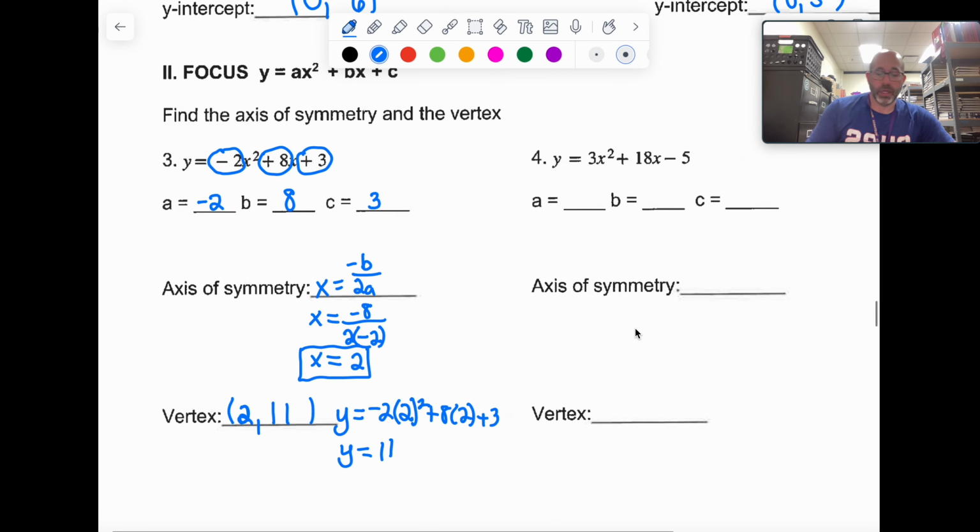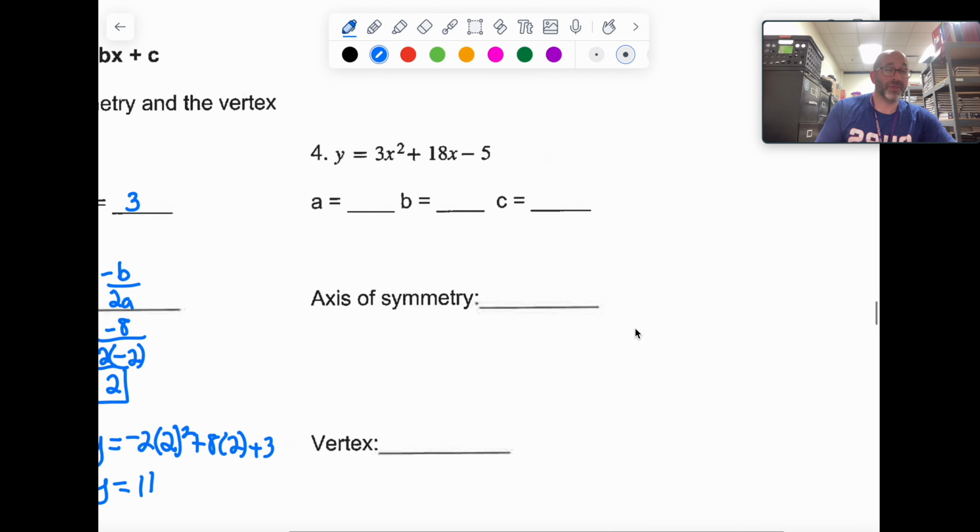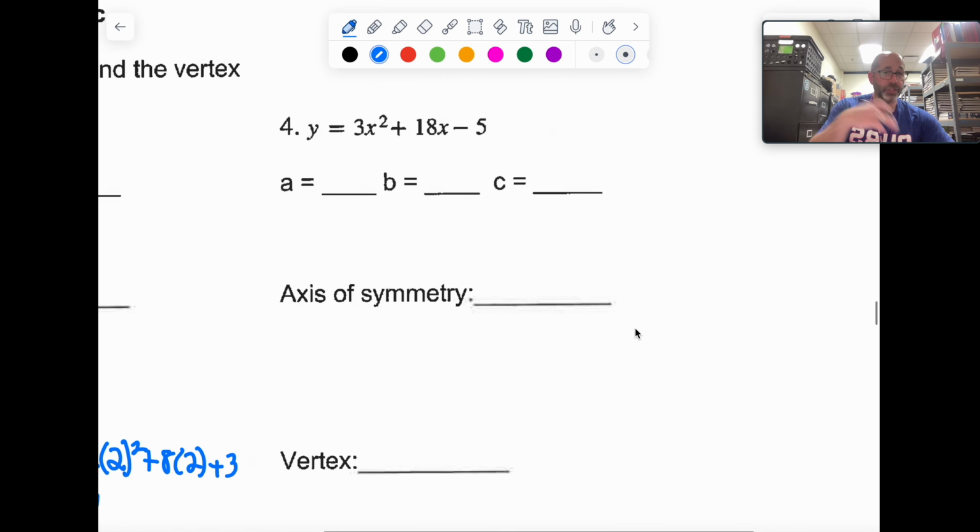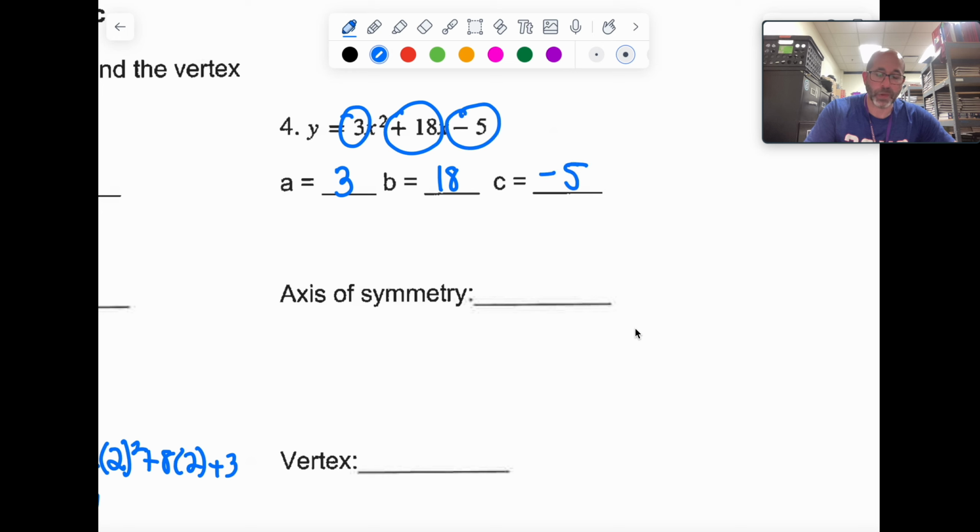Okay, let's do it again. Number 4. Feel free to pause it and try it on your own, and then hit play just so you can see if you did it right. We get a is equal to 3, b is equal to 18, and c is equal to negative 5. Axis of symmetry is x equals the opposite of b over 2 times a. My b value is 18, so the opposite is negative 18. Then 2 times my a value, which is 2 times 3, which means my axis of symmetry is equal to negative 3.